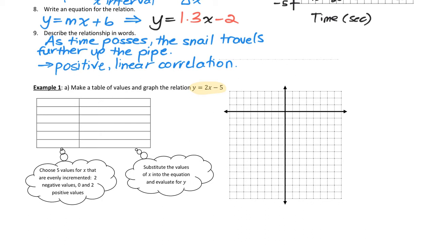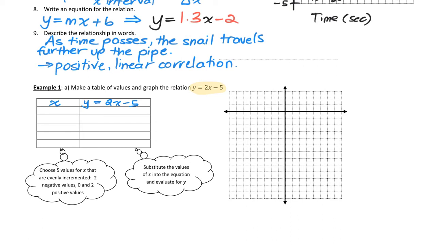So the first thing I want to look at is my x's that go there, and my y's, which are going to be equal to 2x minus 5. So that's how I'm going to start my table of values.